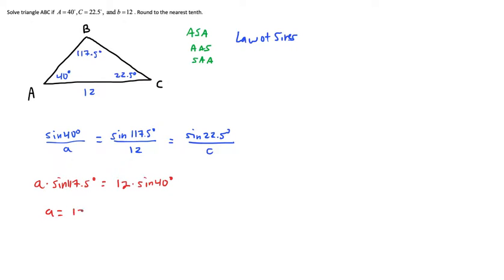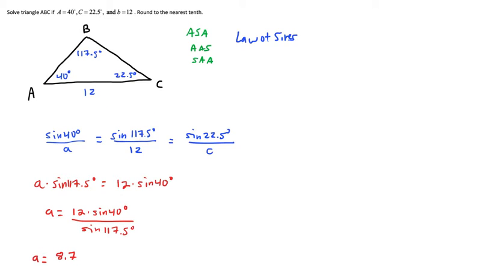So A is going to equal 12 times the sine of 40 degrees, all of this divided by the sine of 117.5 degrees. Now when you use your calculators, remember, the instructions say round to the nearest tenth. But we call these intermediate steps, and we don't want to round during any intermediate step. So in your calculators, you should just be able to punch this in. So 12 times the sine of 40, enter, divided by the sine of 117.5. And you do get some pretty long decimal value, but if we round that to the nearest tenth, we should get A is equal to 8.7.